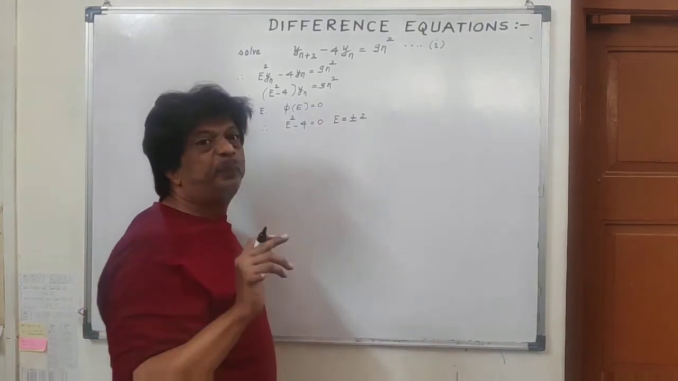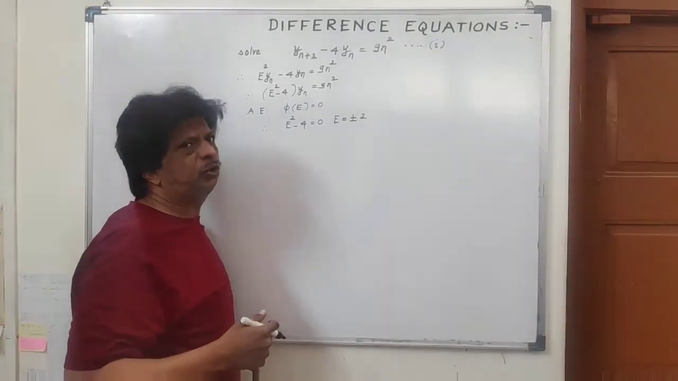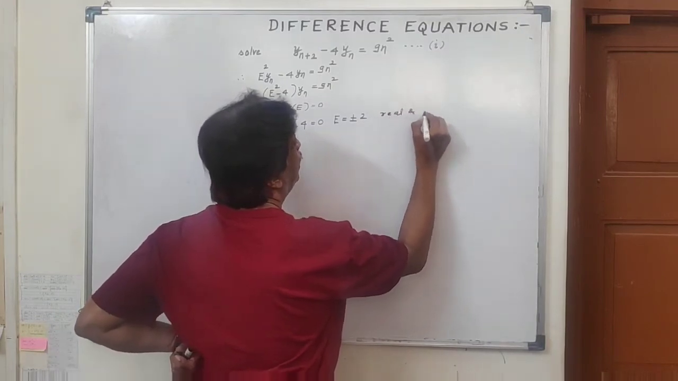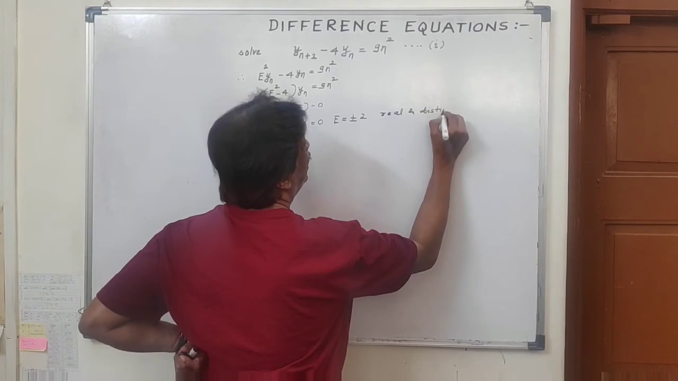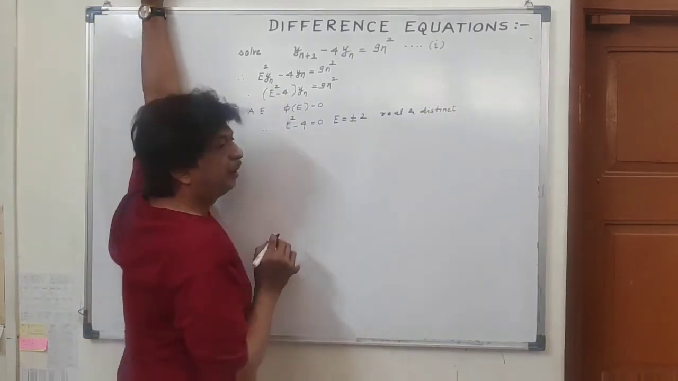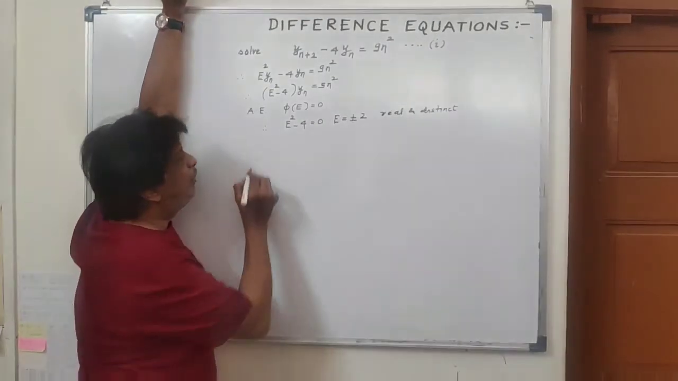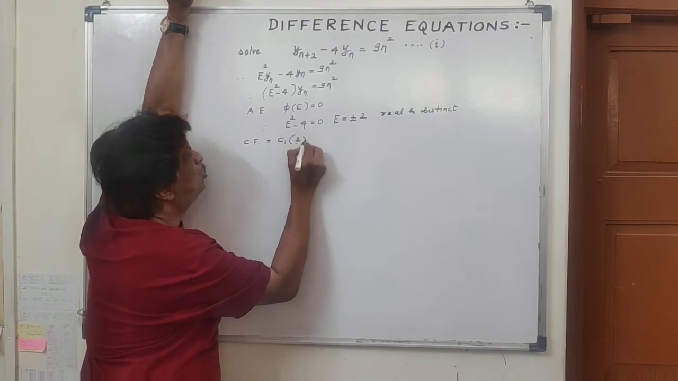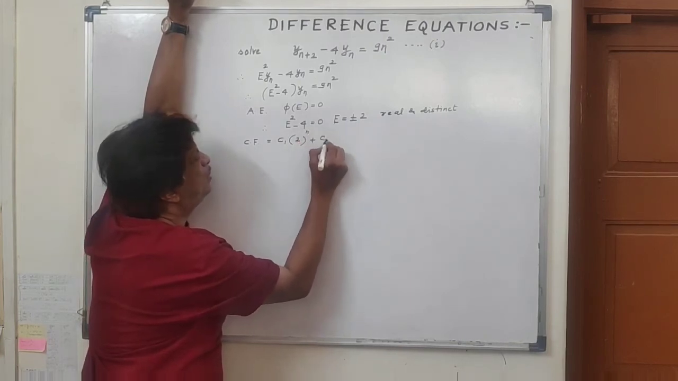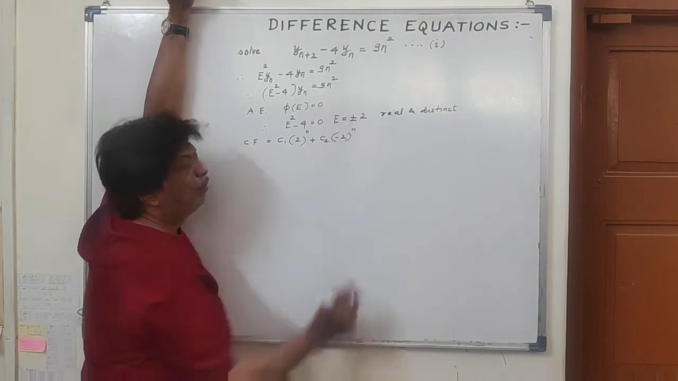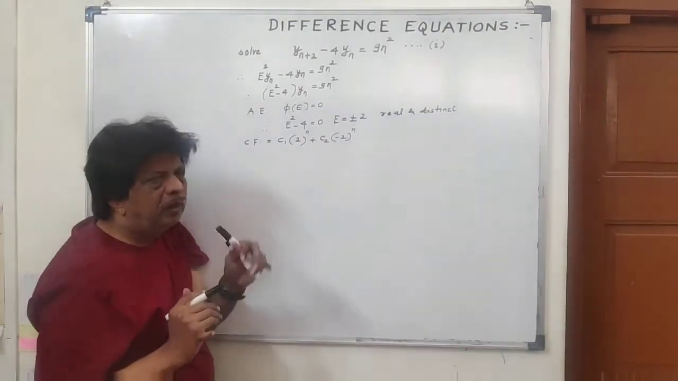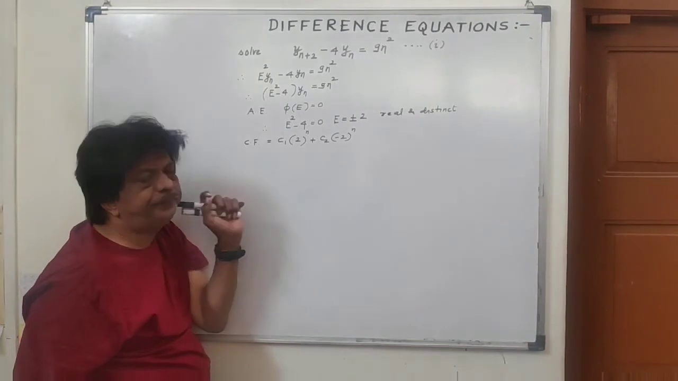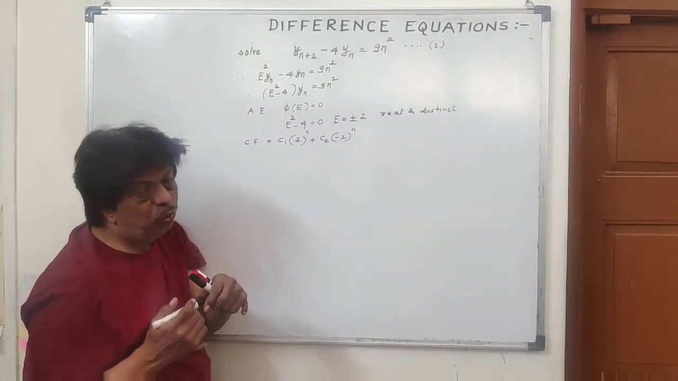These are two real and distinct roots. You should mention this nature of roots. As the roots are real and distinct, we directly write the complementary function as c1 into 2 raised to power n plus c2 into minus 2 raised to power n. That is as far as the first part is concerned. We have obtained the complementary function. Now, the particular solution.